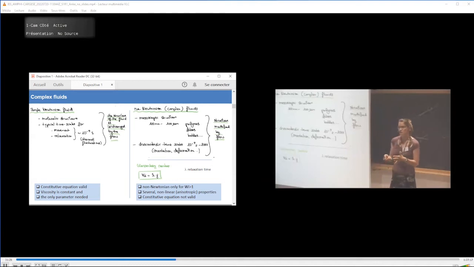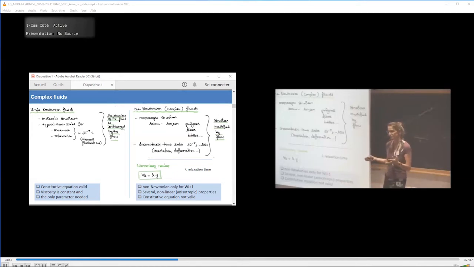But that also means a non-Newtonian fluid is never just by definition a non-Newtonian fluid. I always need to consider the relation of these timescales, and it will behave as a non-Newtonian fluid only if I overcome a certain Weissenberg number. Typically we say it needs to be larger than 1. And so this brings us to a situation which is much more complicated.